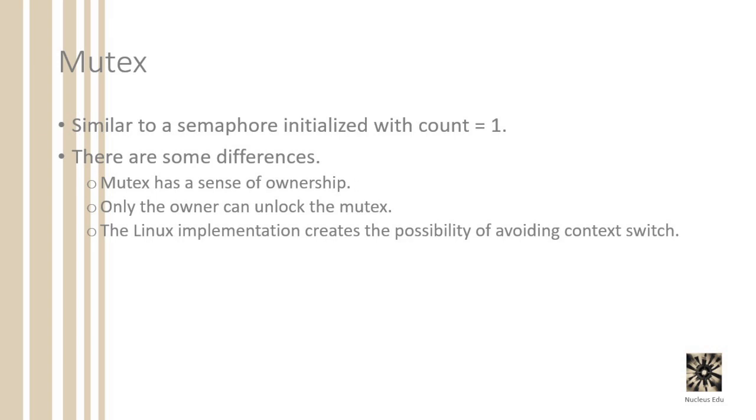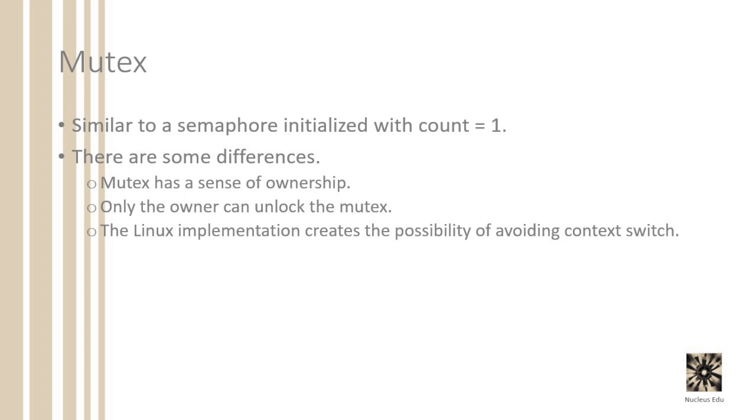Right, one more thing that comes up in terms of the Linux implementation of the mutex is that it creates a possibility of avoiding context switch. What that means is, if you recall the discussion on semaphores, when a task was going to acquire a semaphore which was already acquired and not available, the very thing it did immediately after checking whether the semaphore is available or not was to add itself to the wait list, go to sleep and schedule itself out.